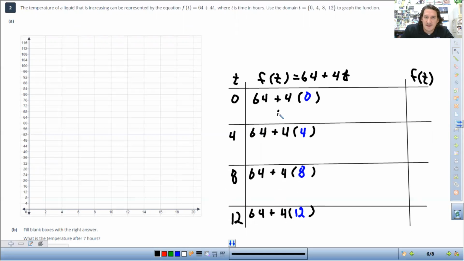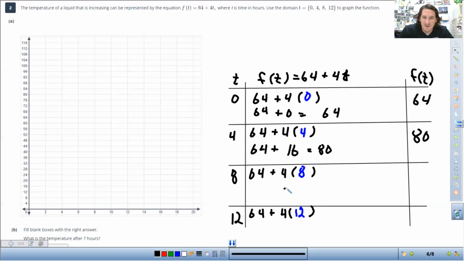So 4 times 0 is 0. 64 plus 0 is 64. I forgot to mention, make sure you're doing proper order of operations. I don't do 64 plus 4 first. I need to do 4 times 0. You need to multiply before you add. So multiply first. So 4 times 4 is 16. And then add, 64 plus 16 is 80. So an input of 4 has an output of 80.